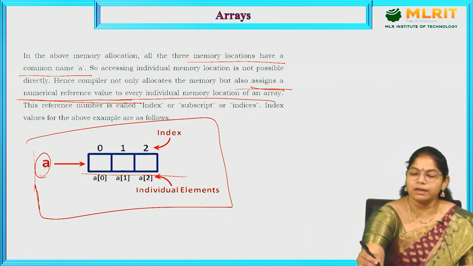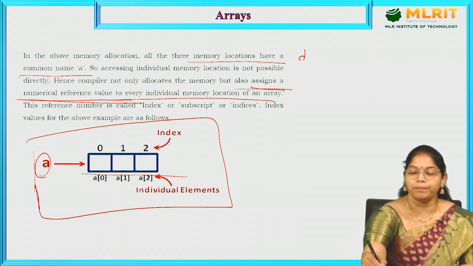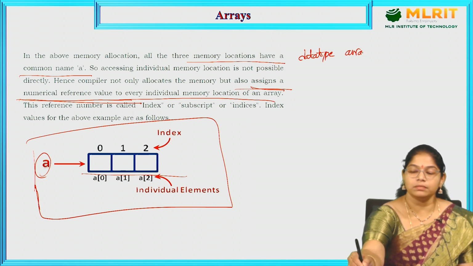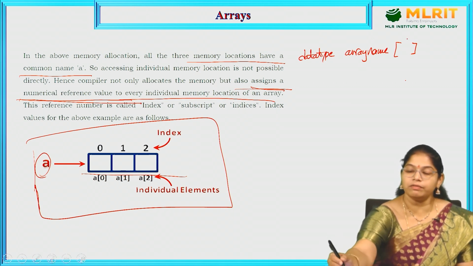Now how to declare an array? As we discussed earlier, declaration of an array is data type, array name. How can we identify it as an array? By the subscript. Then here we have to provide the size of the array. Suppose it is 5.